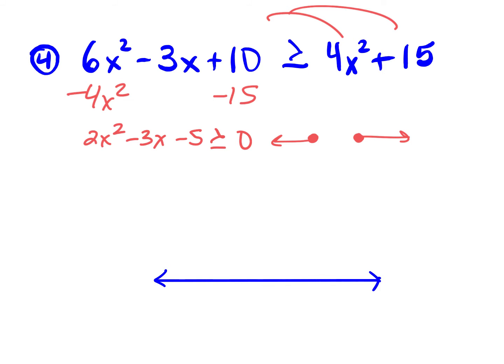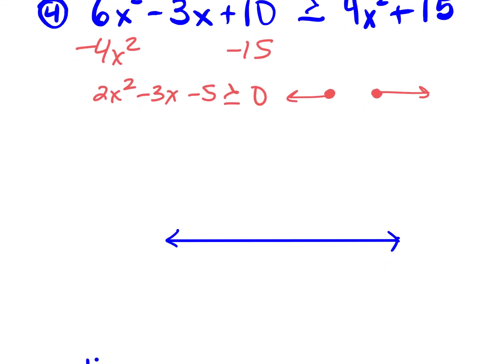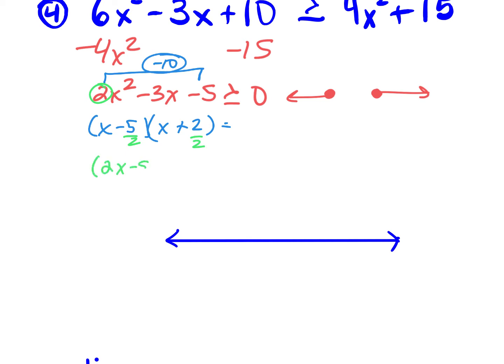Now, how do I figure out where I put the points on my graph? I have to factor it. 2 times negative 5 is negative 10. What are the factors of negative 10 that multiply to give me negative 10, but add to give me a negative 3? Tell me. Negative 5 and positive 2. Okay. Now, Kara, what do I have to do? I have to divide both factors by 2 because our A term is not 1. So this becomes 2x minus 5 and x plus 1 equals 0.